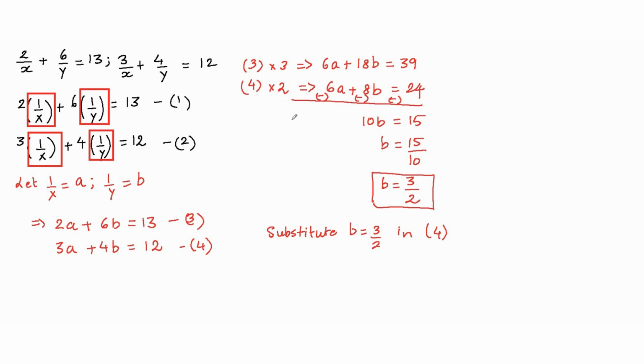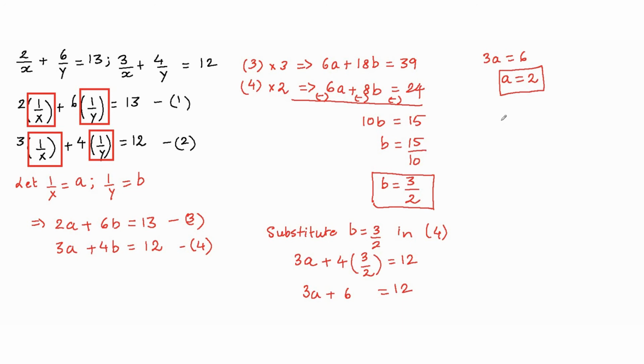So when I substitute b as 3 by 2 in equation 4, what I get is 3a plus 4 times 3 by 2 is equal to 12, which means 3a plus 4 into 3 by 2, which is 12 by 2, is 6, is equal to 12. Which means 3a is equal to 6 and therefore a is equal to 2, right? So I have got all my intermediate variables now.